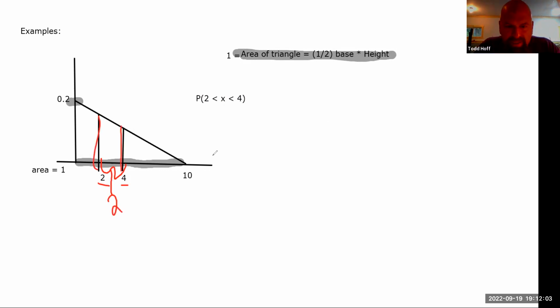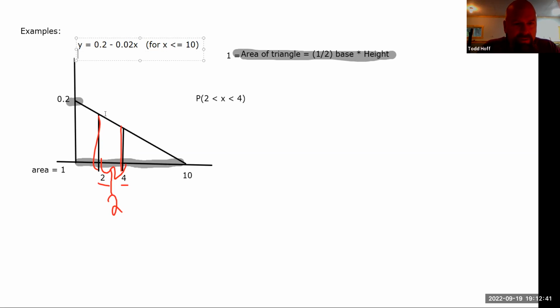And one of two things can happen. Either I know that this is just a triangle and I can use a ratio, or I might be able to create an equation for this. y equals 0.2 minus, what is that? It goes down by 0.02x. Again, for x between 0 and 10, I suppose I should say.